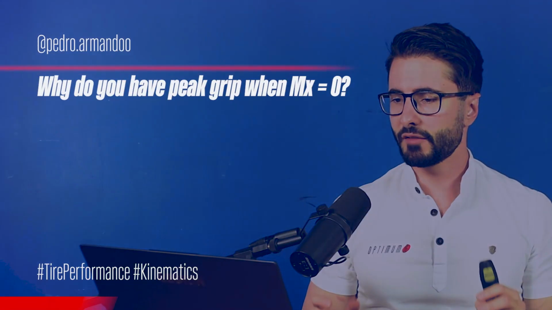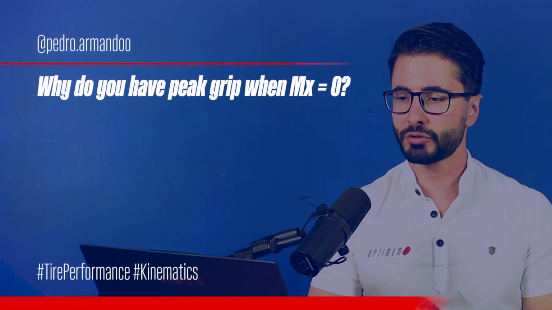The same is valid for oversteer when you shift your weight rearwards. So you can see that changing ballast or changing the weight distribution of the car could be a powerful tool in adjusting car balance. Why do you have peak grip when Mx equals 0?